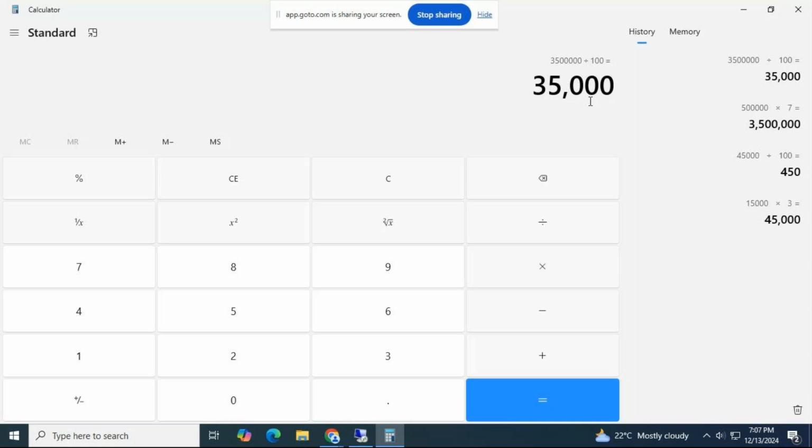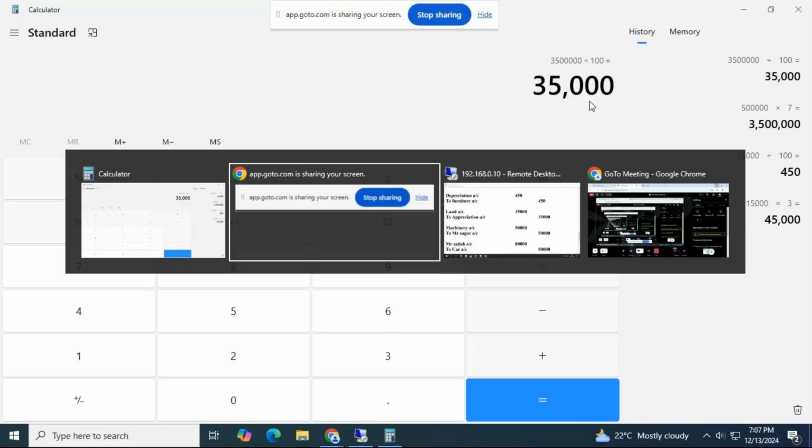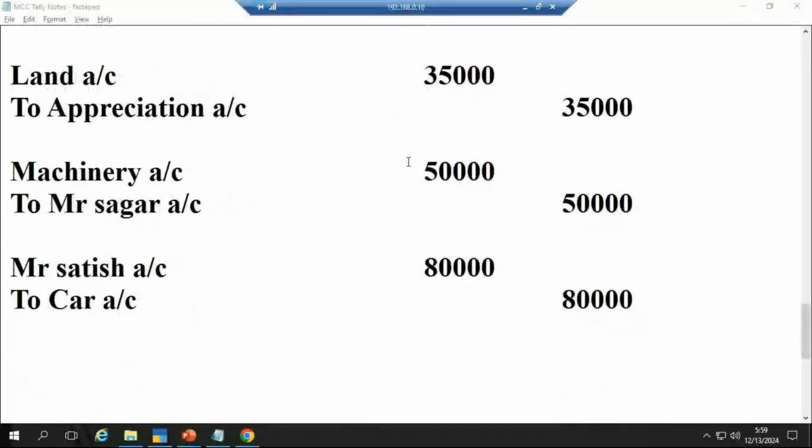Got it? Yes, ma'am. Fine then. So these are the things. So can you guide me how you're going to, which are the ledger you're going to create? No one?